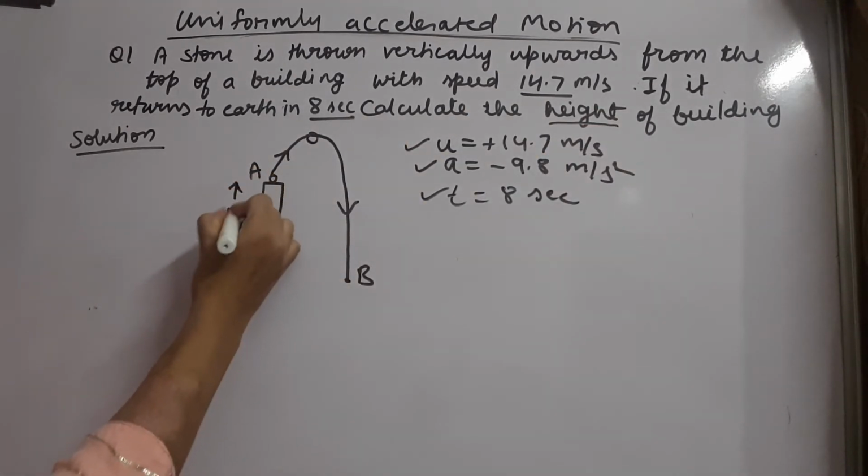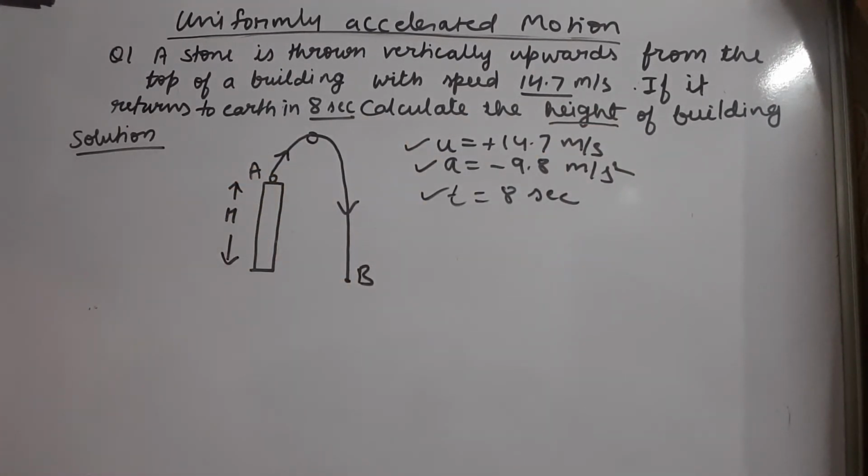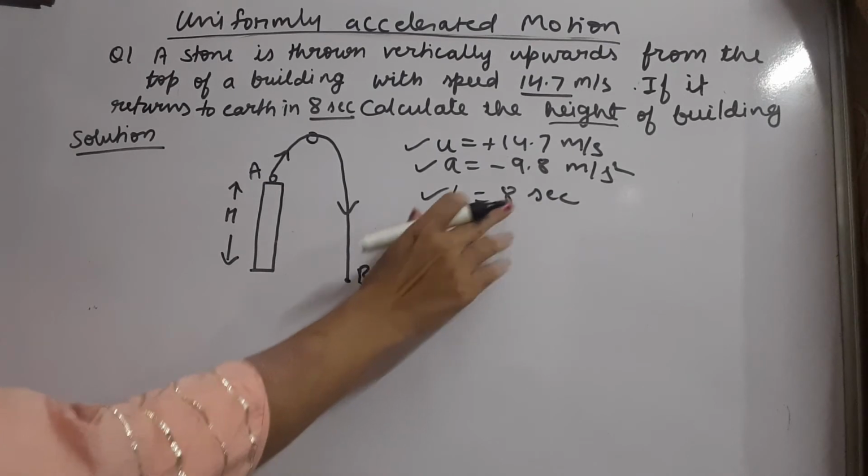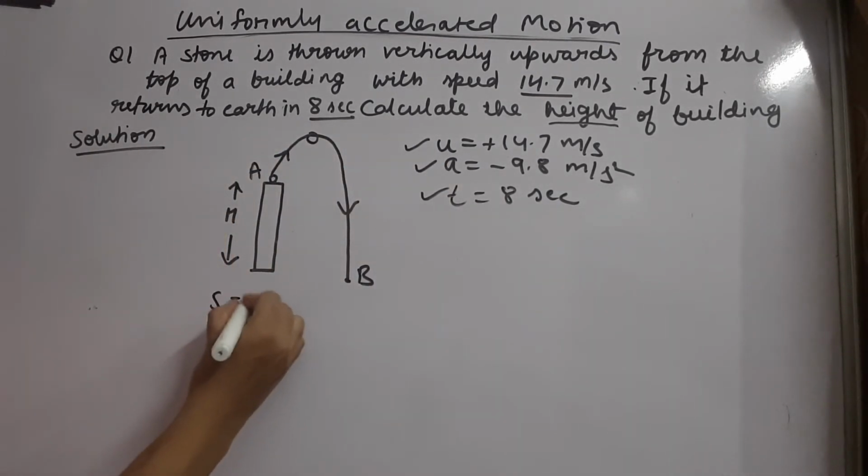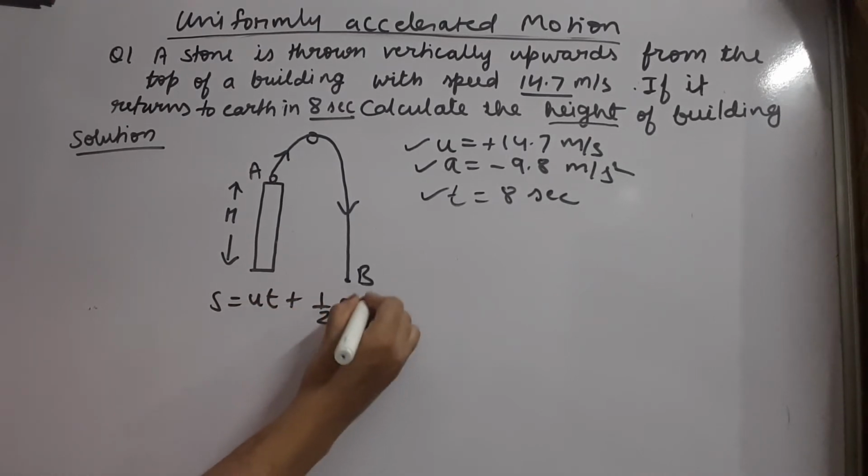That means this height of the building is not given. We have to solve this term. Let us assume that this is h. Now what can we do? We can connect the displacement with the time, because time is given and the displacement term is asked. So we will be using the formula s is equal to ut plus half at square.